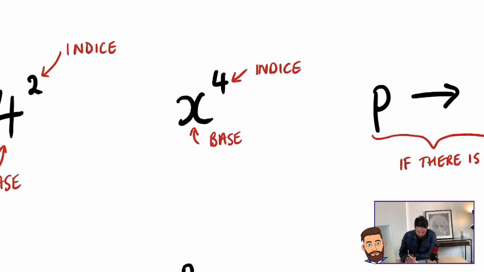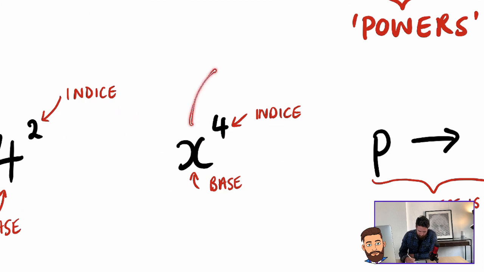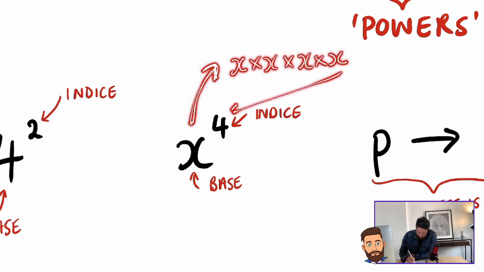It can be done with a base that is algebra, an unknown, so you could have x to the power 4. And just remember, what does that mean? This is not a basic indice lesson, but this is a laws lesson, but x times x times x times x is what x to the power 4 actually means.